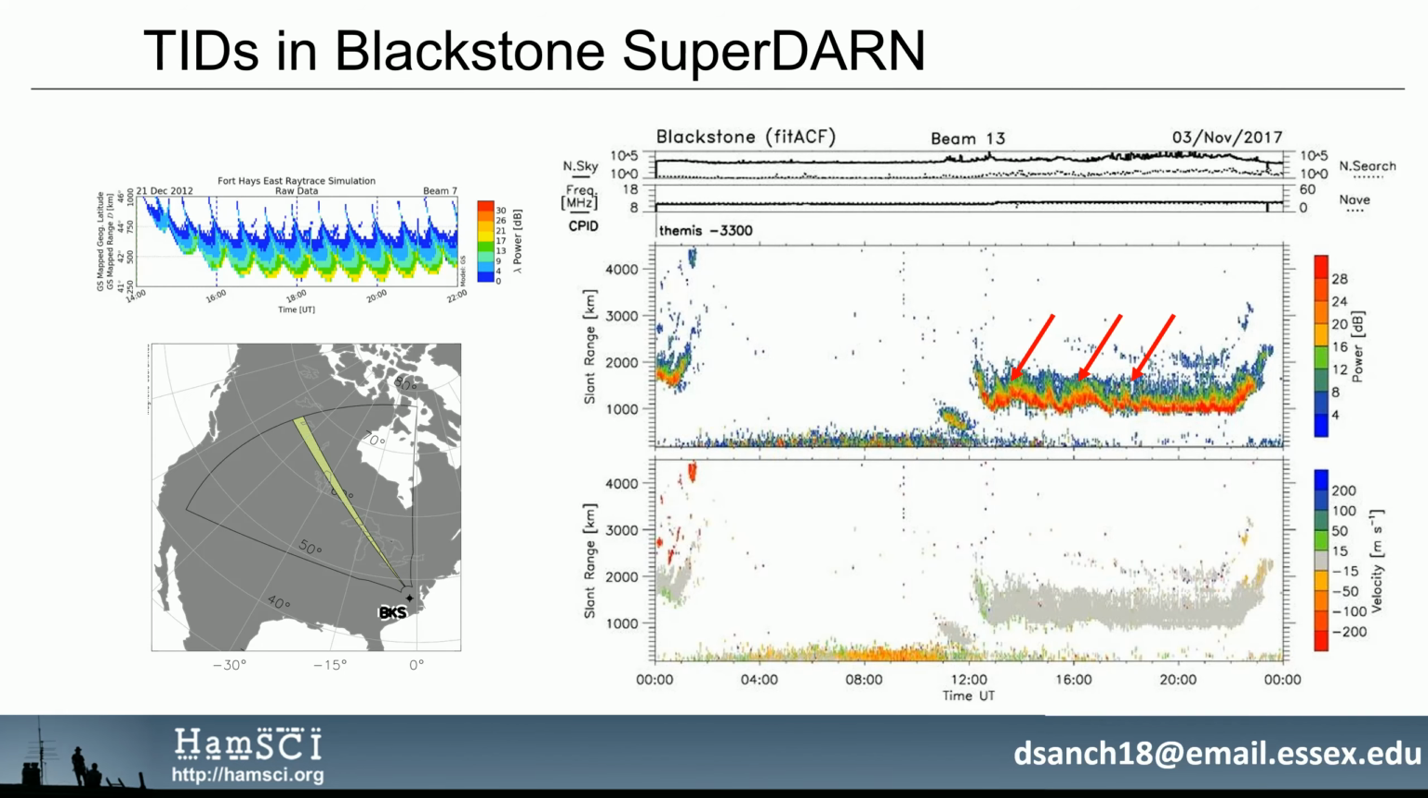On the top left corner, we can see a simulation of how SuperDARN radars would perceive a TID. The figure on the right shows SuperDARN beam 13 data from November 3, 2017 with a clear TID. The bottom left figure shows the location of beam 13. Since SuperDARN perceives TIDs similarly to ham radio data, we expect to see the same wave-like structures in both types of plots.